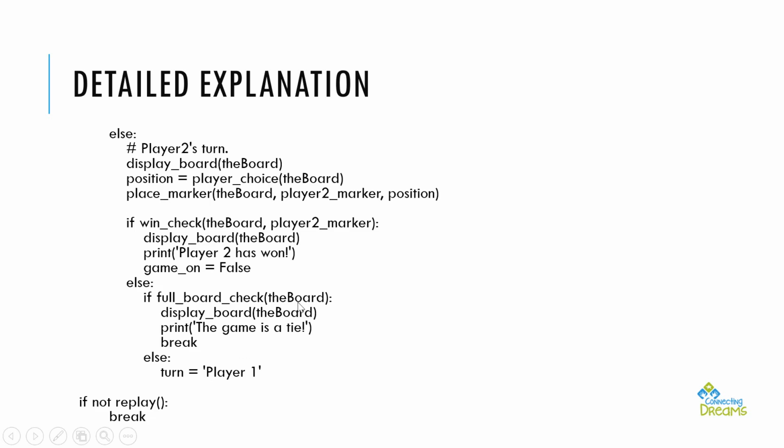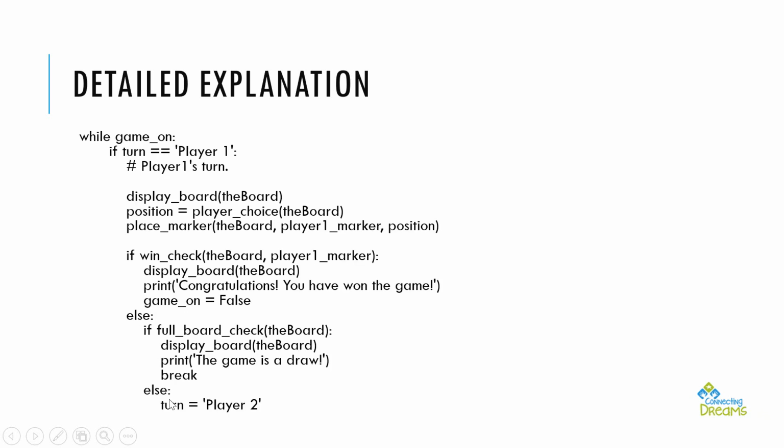You're calling this function to verify that all the entries in the board have been done, yet no one has won the game. So in that situation, it will print a message that the game is tied. Else it will print turn equals to player 2. This was the entire stuff done by player 1.